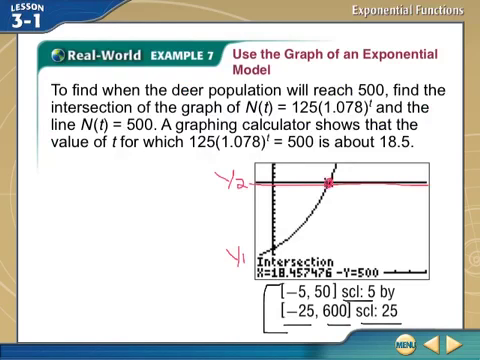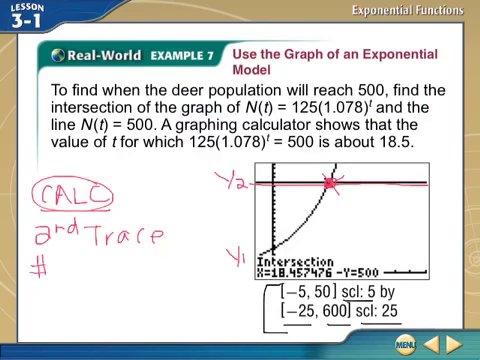If you calculate where those intersect using the calc menu, which is under second and trace, you'll get the calculate menu. Option number 5, I believe, is intersect. And all you have to do is place your cursor using the left and right arrows on your keypad near the point of intersection and press enter 3 times, and it should give you the intersection.